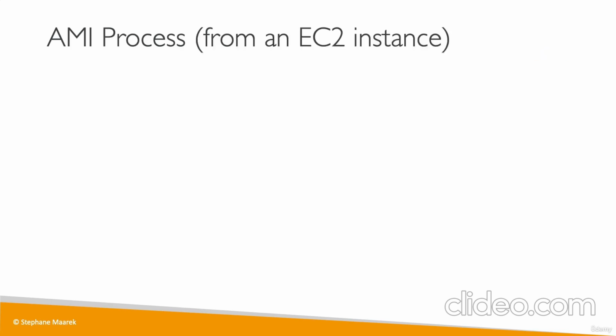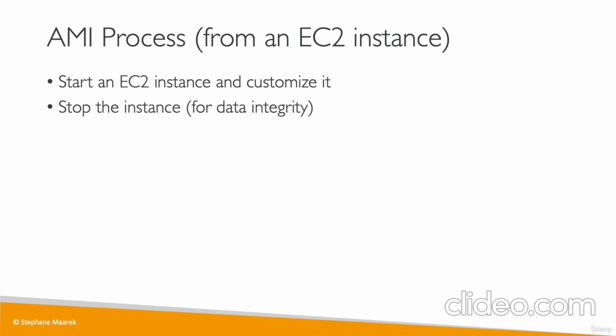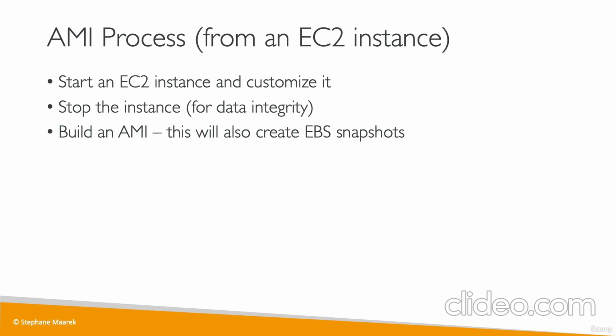Okay, so the AMI process from an EC2 instance, how does it work? Well, we'll start an EC2 instance and we'll customize it. Then we will stop the instance to make sure the data integrity is correct. Then we can build an AMI from it. This will also create EBS snapshots behind the scenes. And then finally, we can launch instances from other AMIs. This is what we'll be doing in the demo in the next lecture.